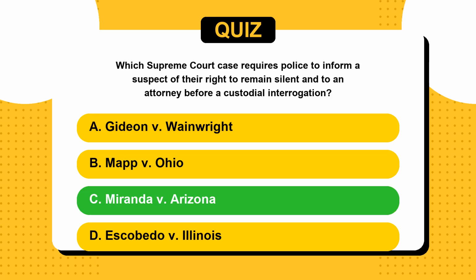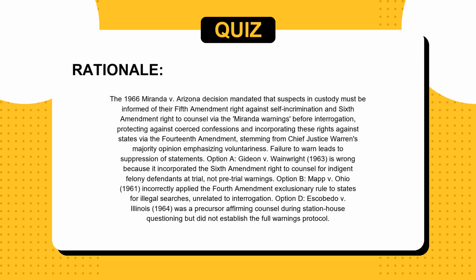The answer is C. The 1966 Miranda v. Arizona decision mandated that suspects in custody must be informed of their Fifth Amendment right against self-incrimination and Sixth Amendment right to counsel via the Miranda warnings before interrogation, protecting against coerced confessions and incorporating these rights against states via the 14th Amendment, stemming from Chief Justice Warren's majority opinion emphasizing voluntariness. Failure to warn leads to suppression of statements.